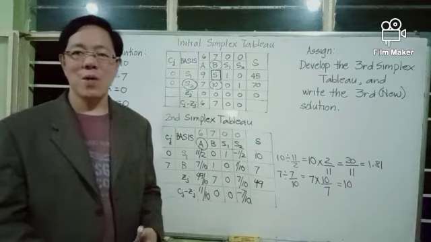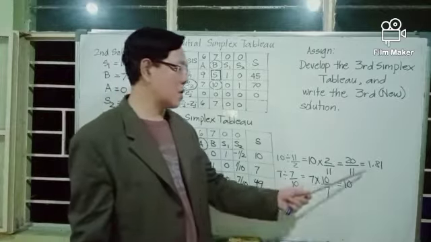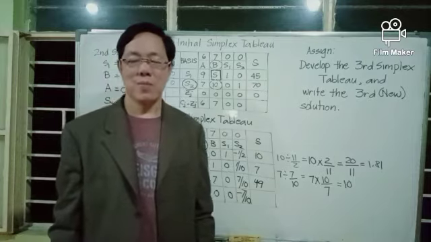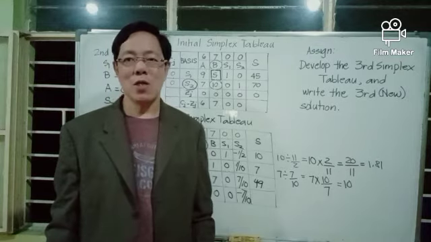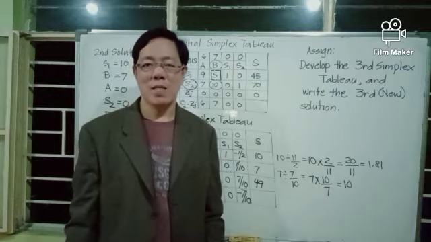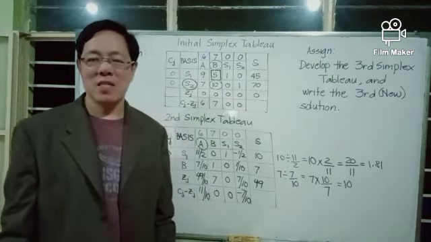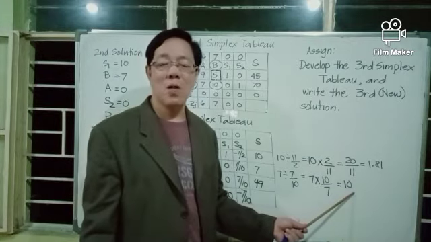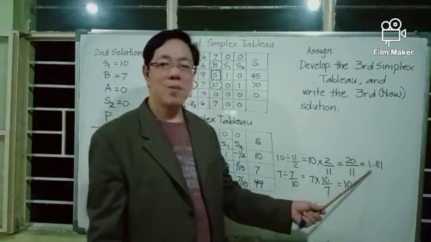In selecting the outgoing variable or the leaving variable, we take the variable with the smallest positive quotient. Among the positive quotients, you select the smallest one. We do not consider quotients that are negative, 0, or undefined. In our example, there are only 2 positive quotients, so we take the smaller of the 2. The smaller between 1.81 and 10 is 1.81.